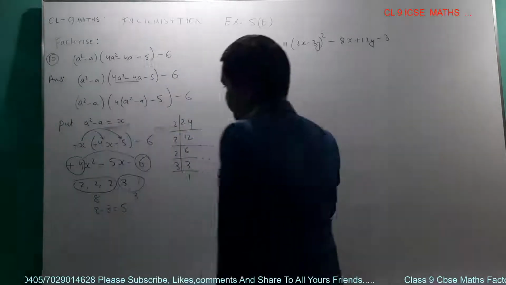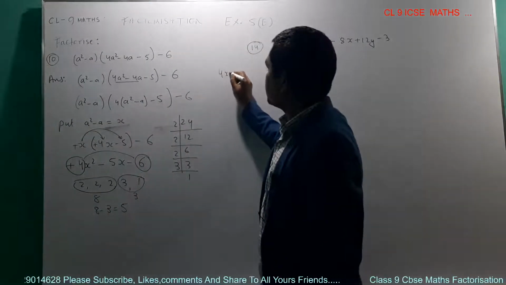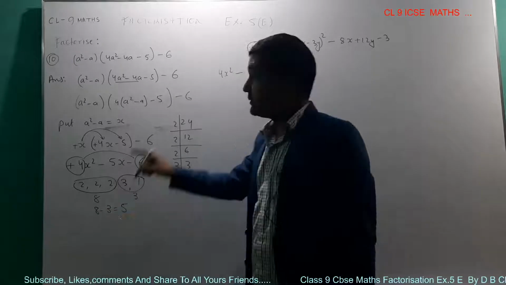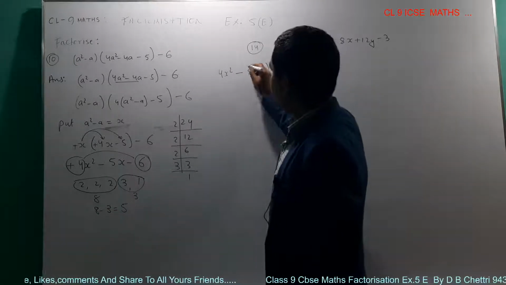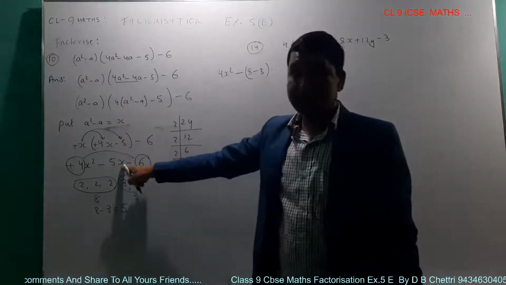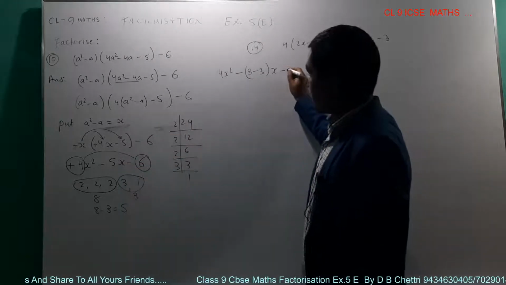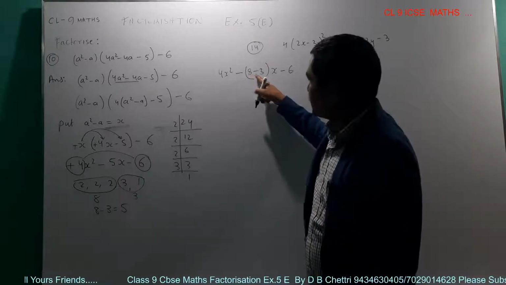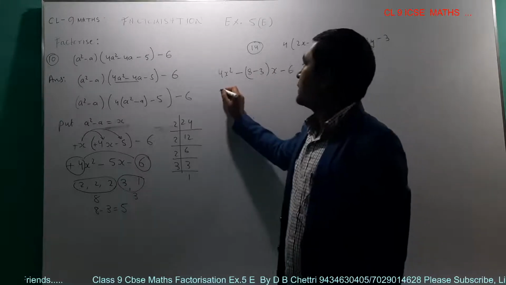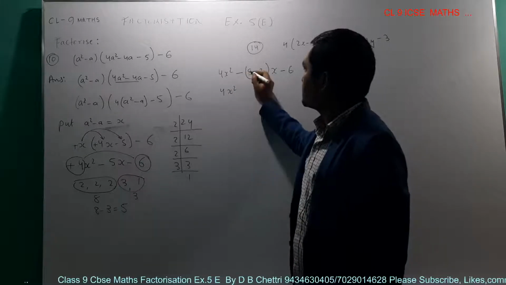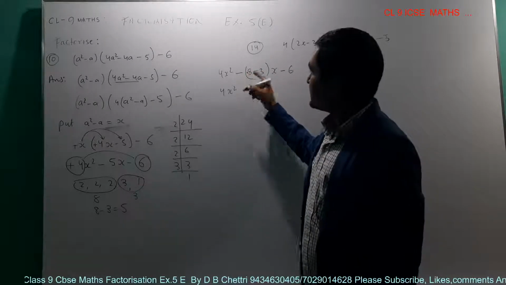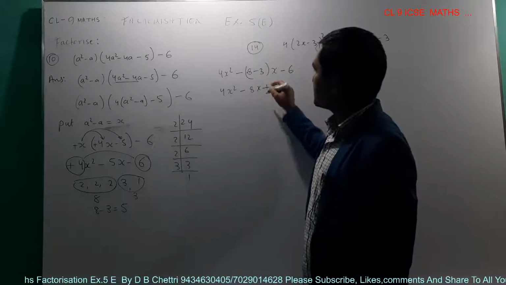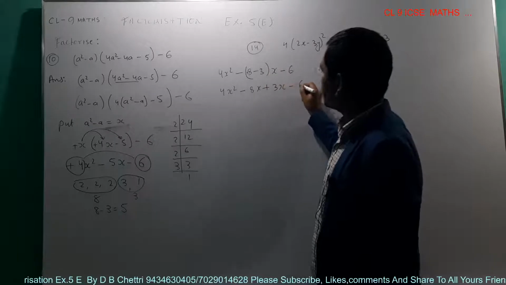Now let me do it here. 4x square, then minus, in place of 5 split as 8 minus 3. 8 minus 3, always use the bracket. Then x, don't forget to write this x. Then minus 6. Now after splitting, just take this sign and multiply with x. Okay, now 4x square, minus 8 multiplied by x is 8x, minus minus plus 3 multiplied by x is 3x, minus 6.